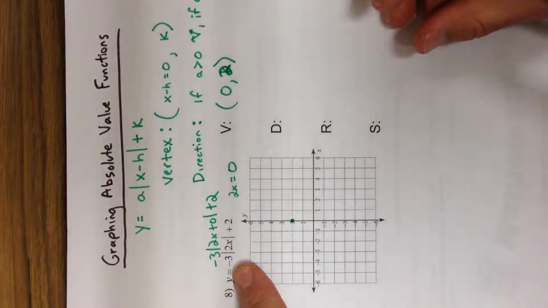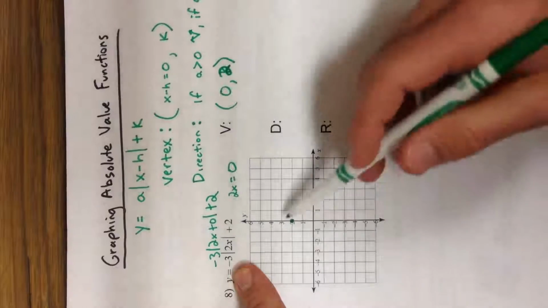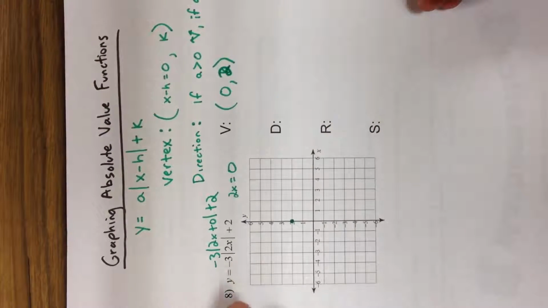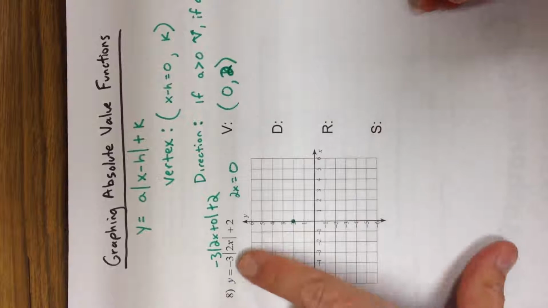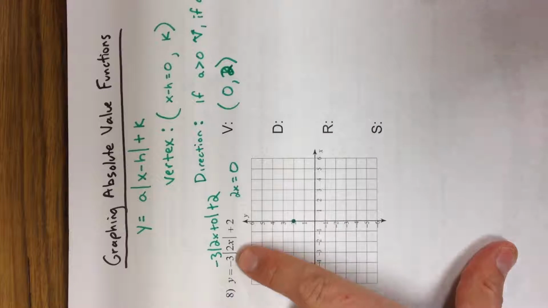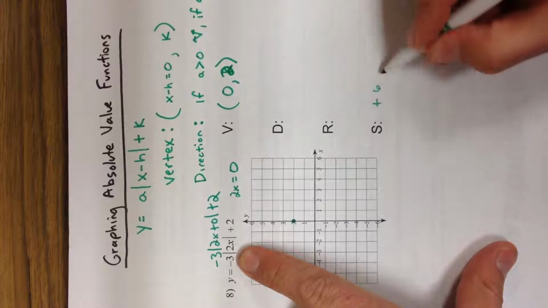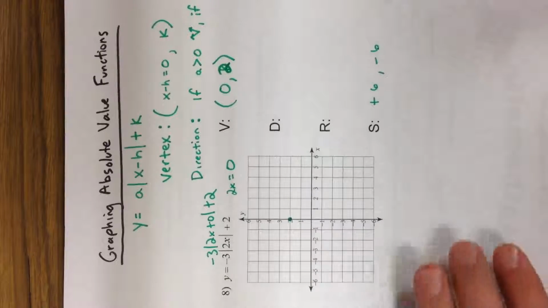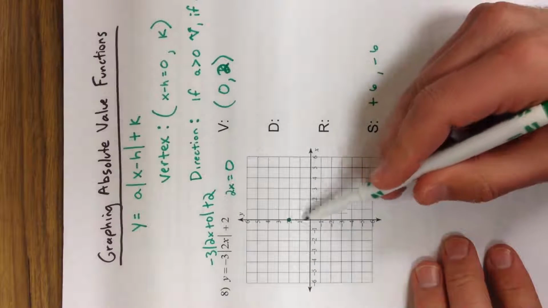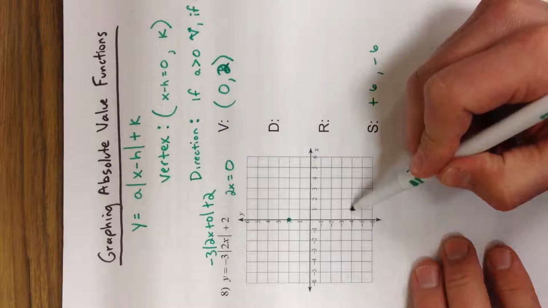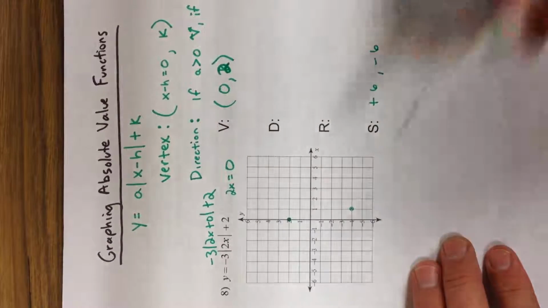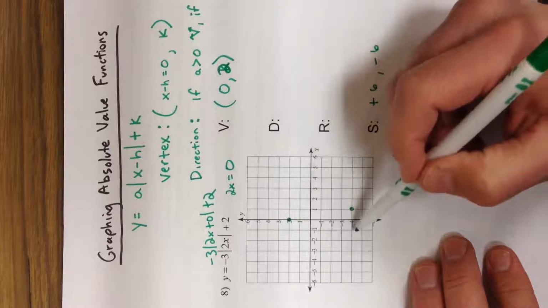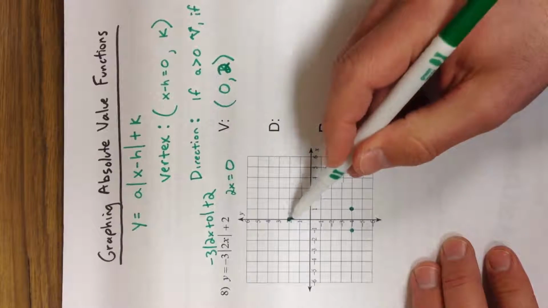Okay, now since a is negative, I'm expecting this thing to open downward, and if I'm good at this, I can do -3 times 2 and know that my slope's going to be +6 and -6 from that point. So if I go down 6, 2, 4, 6, and over 1, it's going to be there. If I go down 6 and left, that's going to make a positive slope.